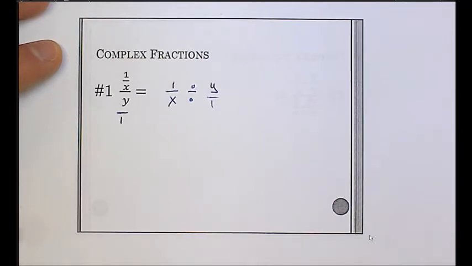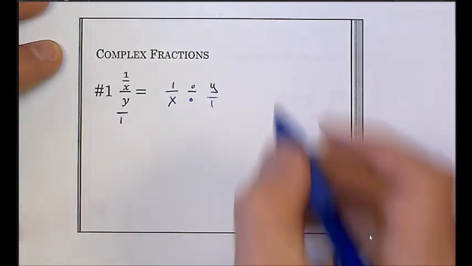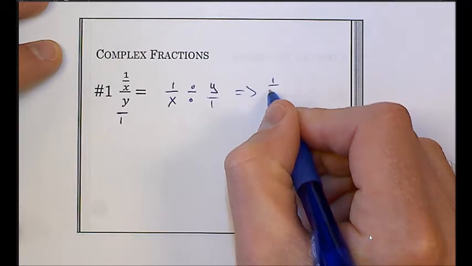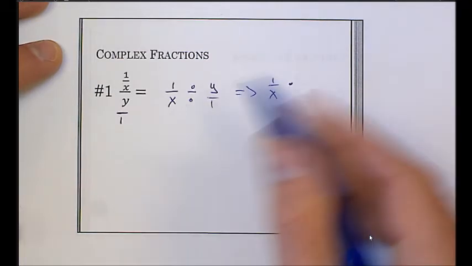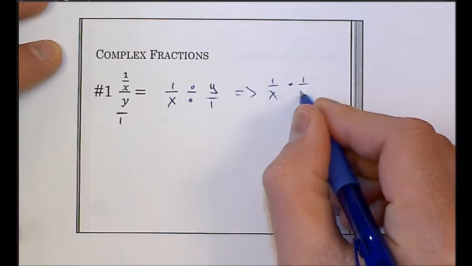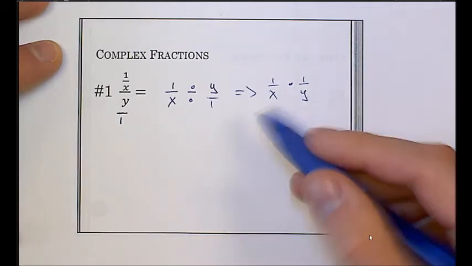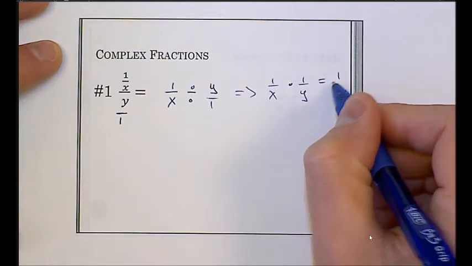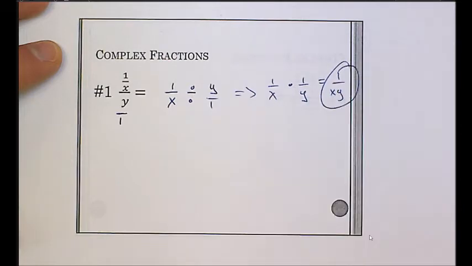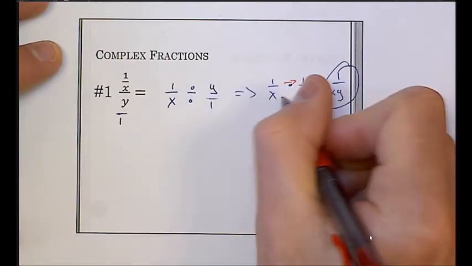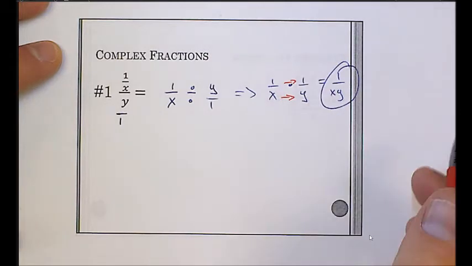When we had fractions where we're dividing, we would keep the first one the same, change the division to a times sign, and flip, or multiply by the reciprocal of the second. Well, if you do that, you just get 1 over xy, and that would be our answer, right? Because we're always multiplying the top times the top and the bottom times the bottom.